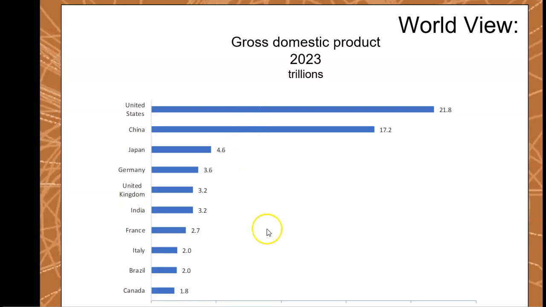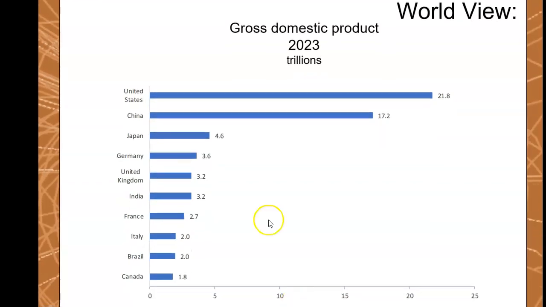So in this particular case, let me just move this down a little bit. Here we have 2023, and you can see the relative size in each country's GDP in US dollar terms. And this is in trillions of dollars. So in 2023, United States had about a $22 trillion economy. China was in second place with 17.2 trillion. And then there's a big drop off to number 3, Japan. And these are all measured in US dollars.